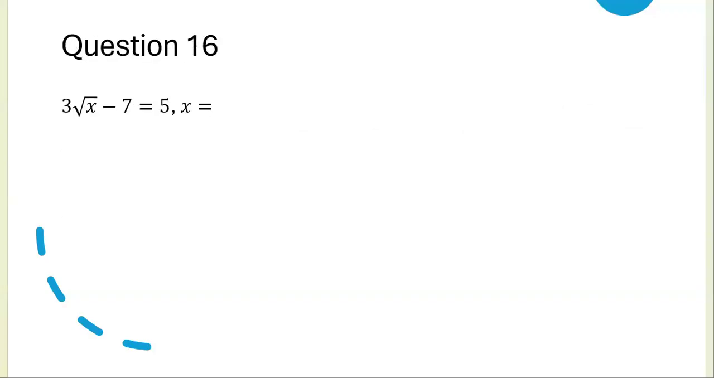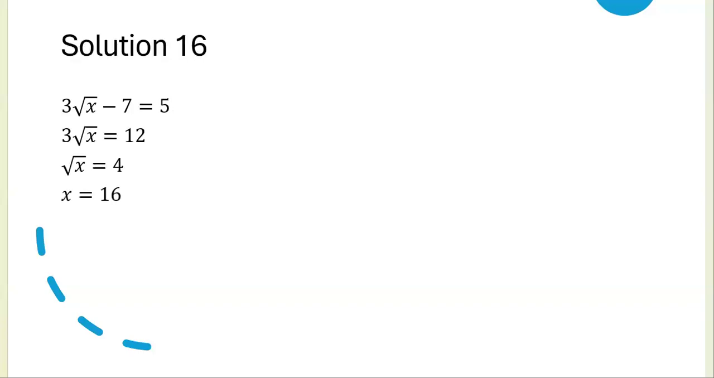16. 3 root x minus 7 equals 5. What is x equal to? We want to isolate the square root first. So add 7 on both sides and then divide by 3 and then square both sides. So x is equal to 16.